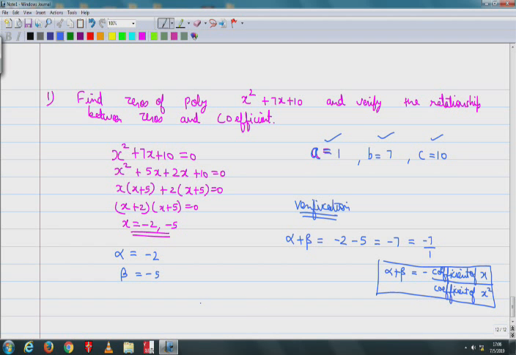The second verification which you have to show is in terms of product. So the product of zeros, alpha into beta, is minus 2 into minus 5, which is 10. Then 10 can be written as 10 over 1 also. And now you can see alpha into beta is c by a. So in place of 10 you can say 10 is nothing but the constant term divided by the coefficient of x square.